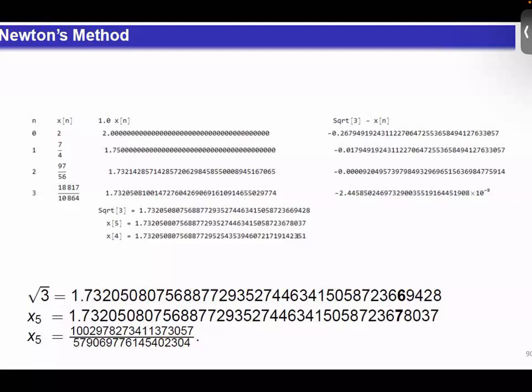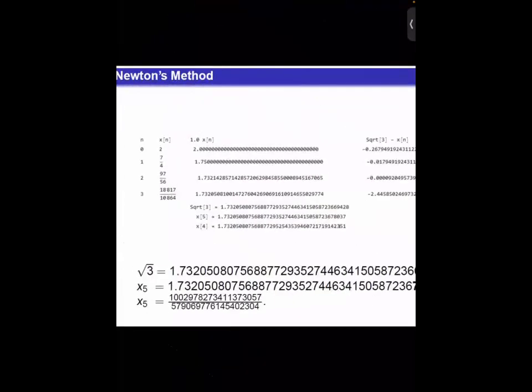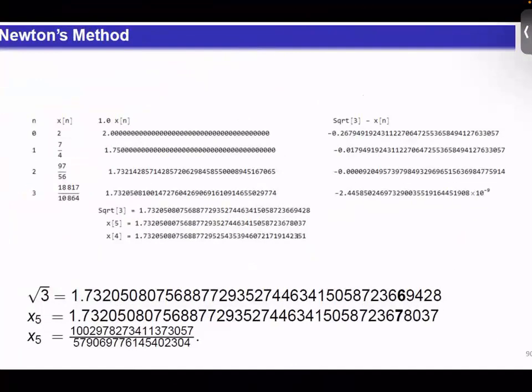Probably even 18,817 over 10,864 might be enough. That's 1.732050810. Oops. And the answer is 1.732050807. So instead of 075, I have 100. I'm not off by that much. That might even be enough already for any purposes you'll ever do in your life.